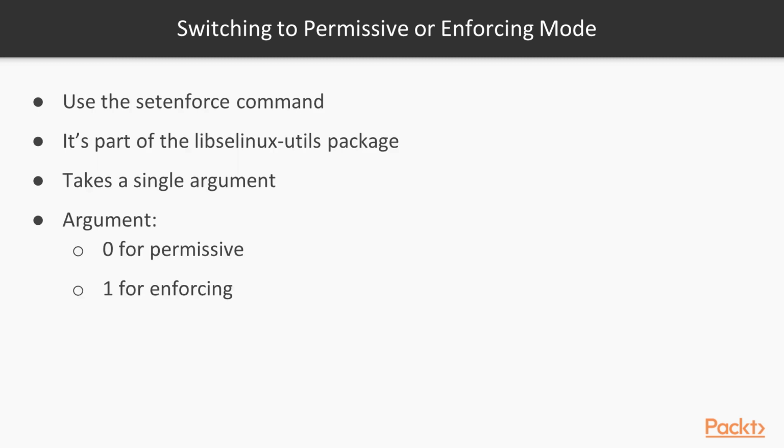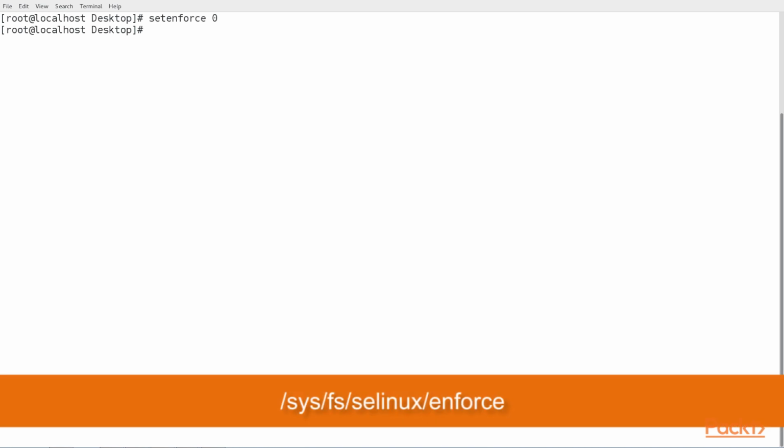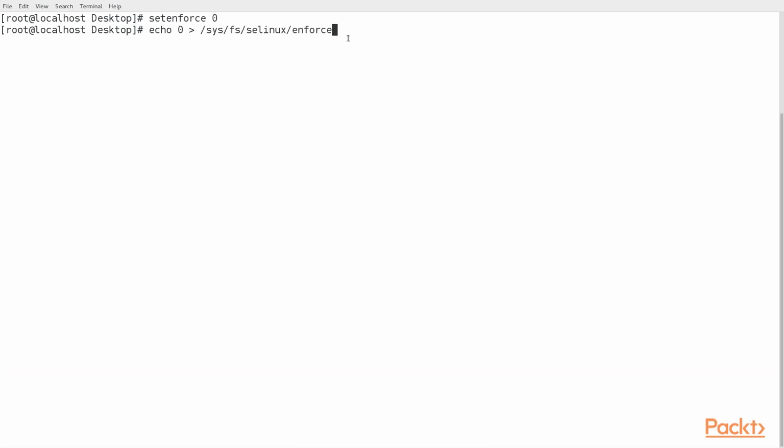The command to switch between permissive mode and enforcing mode is the setenforce command, which is part of the libselinux-utils package in RHEL. It takes a single argument, 0 for permissive or 1 for enforcing. The strings permissive and enforcing are allowed by the command as well. The change takes effect immediately. For instance, let's use the command to switch to permissive mode. The effect of setenforce is the same as writing the right integer value into the sysfs selinux/enforce pseudo file. Let's see this.